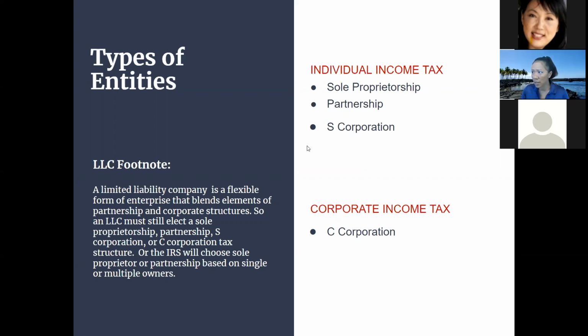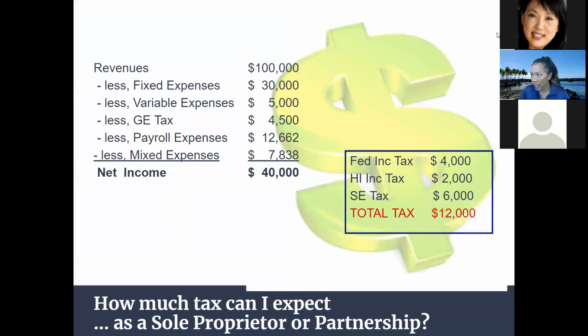So for most of you, you're going to be in the first category: sole proprietor, partnership, and S corporation. So when we look at the reports today, we're going to talk as if you're one of those three. Okay, we talked about gross revenues or total income and fixed expenses, variable, GE taxes. We said payroll taxes, but didn't cover it in detail, and mixed expenses. And so we talked about how all of these subtract from the total income and then give us net income. And that net income is the number that you pay taxes on. We spoke about the SE tax, which was 15%. We spoke about federal income tax and Hawaii income tax.